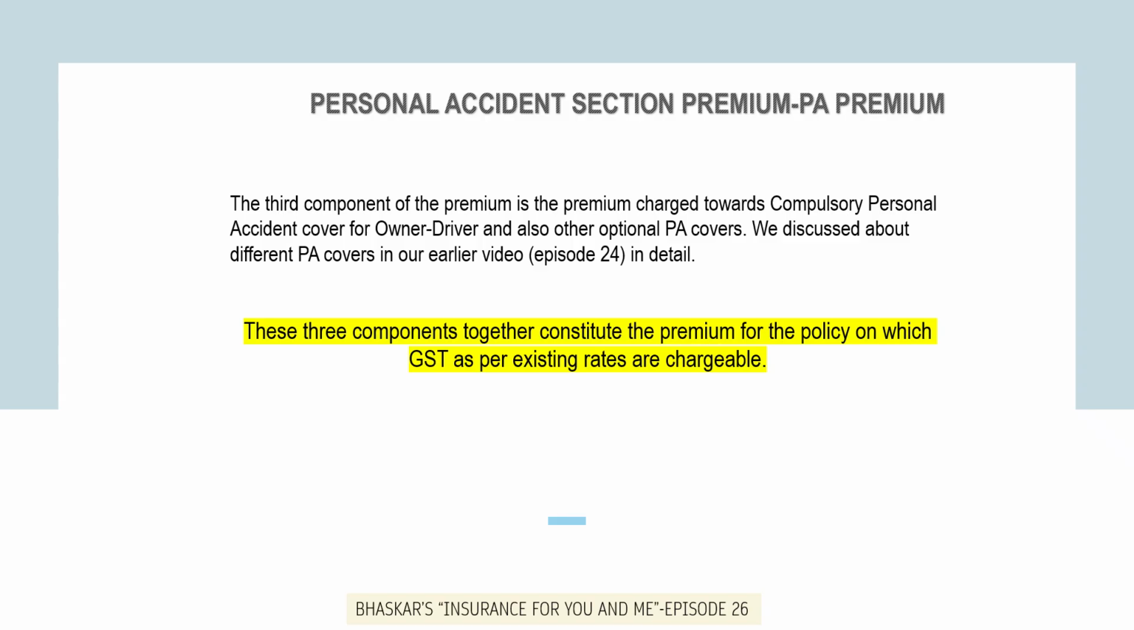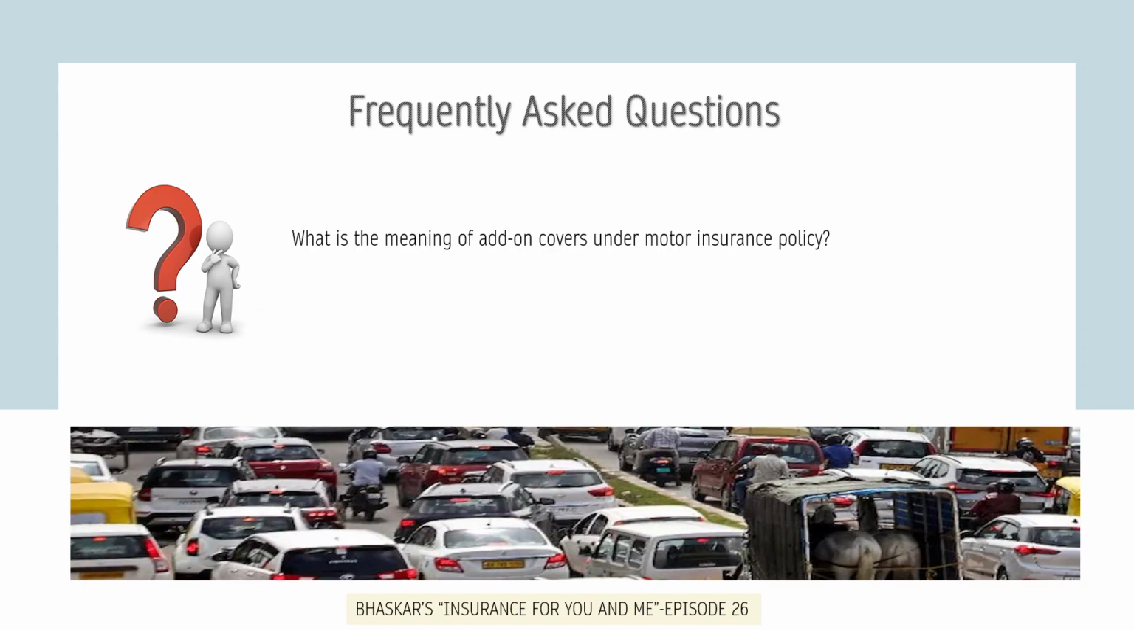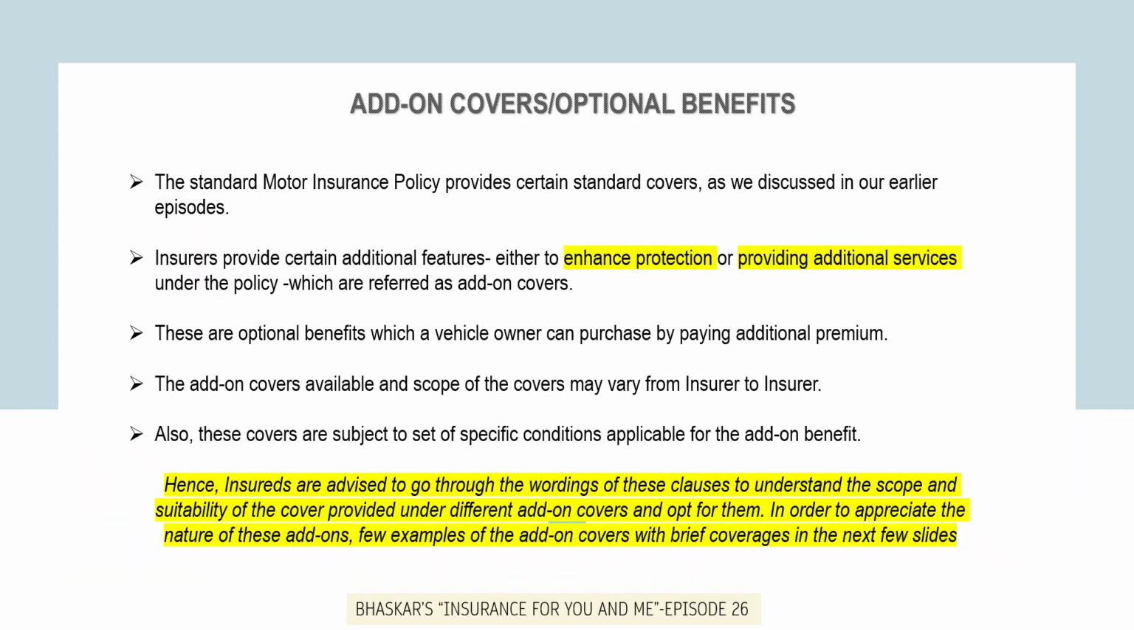So now the next question which we will discuss is, what is the meaning of add-on covers under a motor insurance policy? The standard motor insurance policy provides certain standard covers which we have been discussing over many episodes so far. The insurers provide certain additional features, either to enhance protection or for providing additional services under the policy, which are referred to as add-on covers. These are actually optional benefits which a vehicle owner can purchase by paying additional premium.